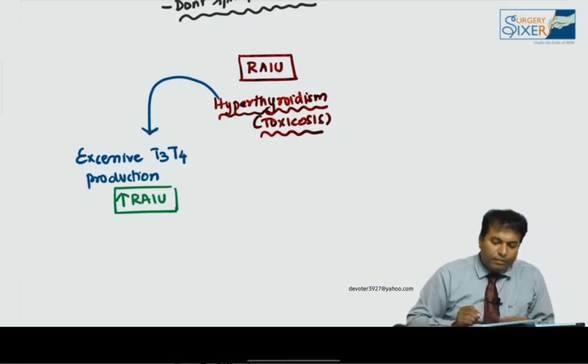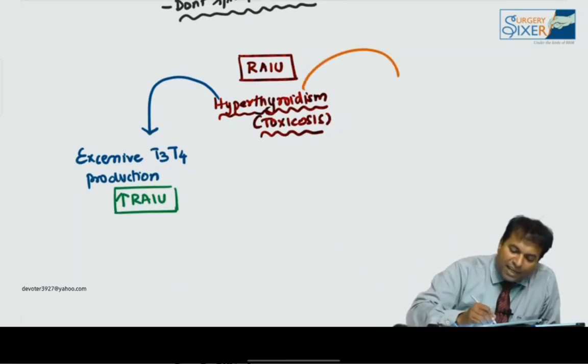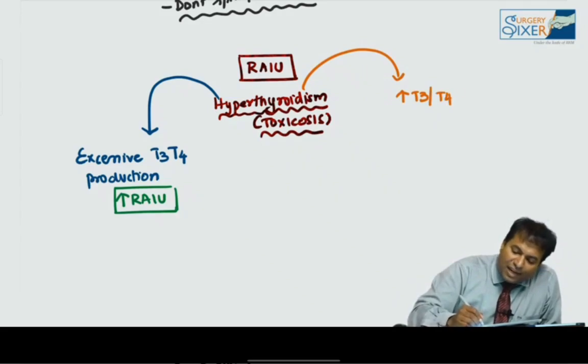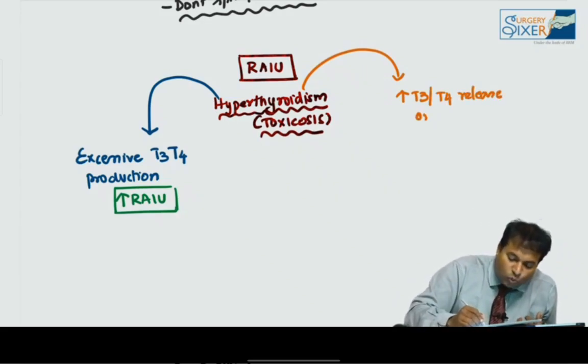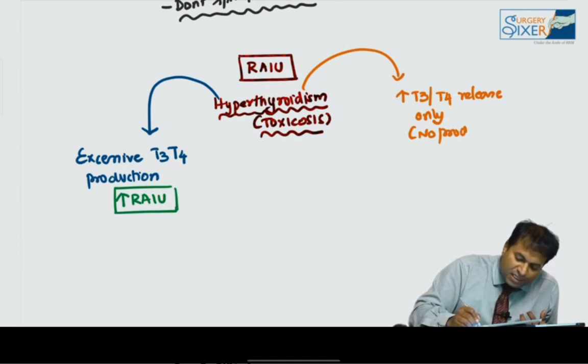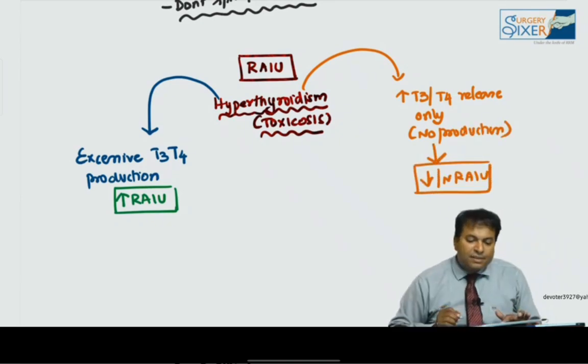Please remember this. But if there is no excessive T3, T4 production, but only increased release of T3, T4, whatever there is in the gland, release only, but no production, such cases will have, please remember, an interesting point, decreased or normal radioactive iodine uptake. So now with this, we can differentiate hyperthyroidism.